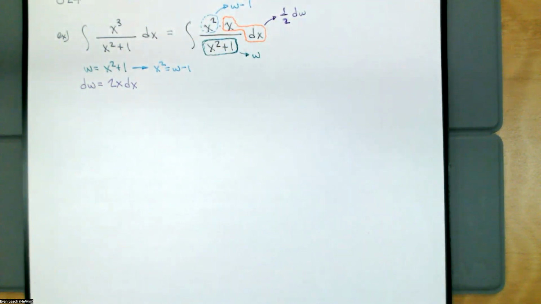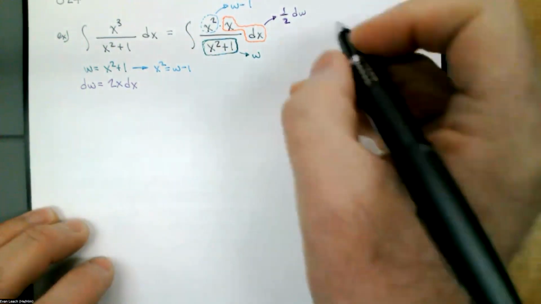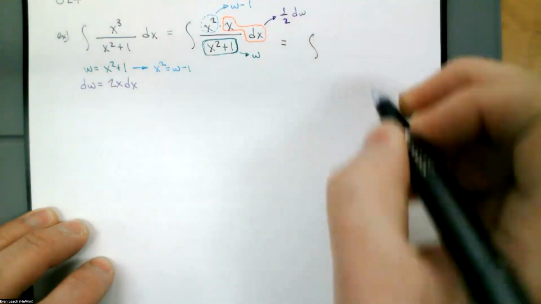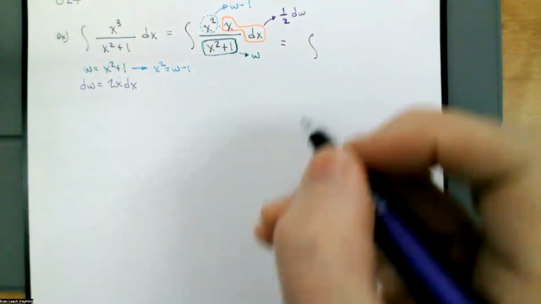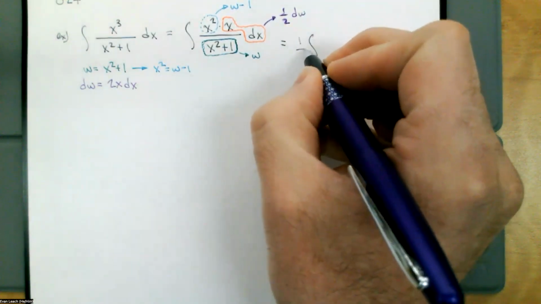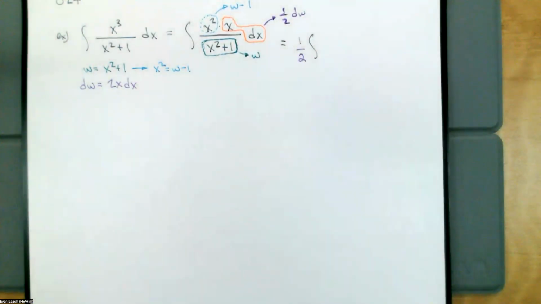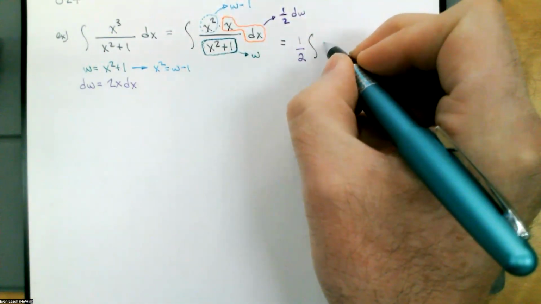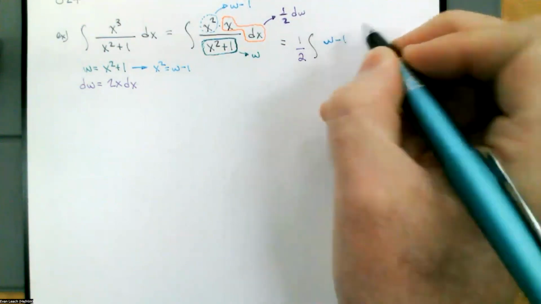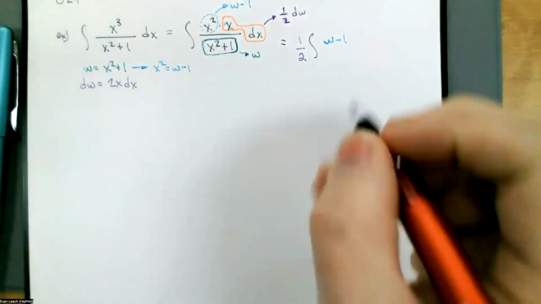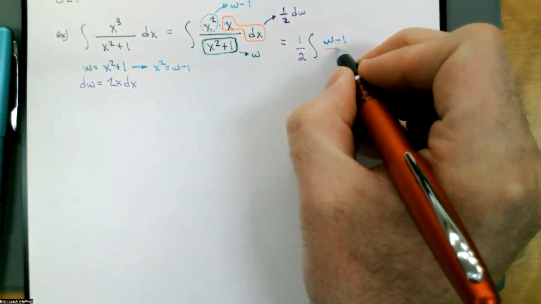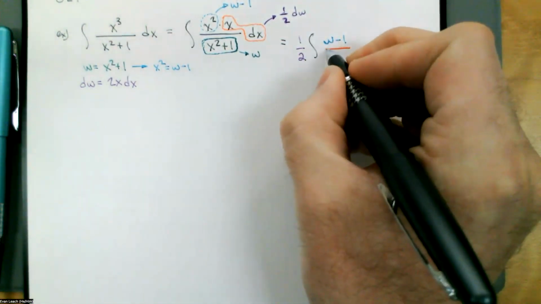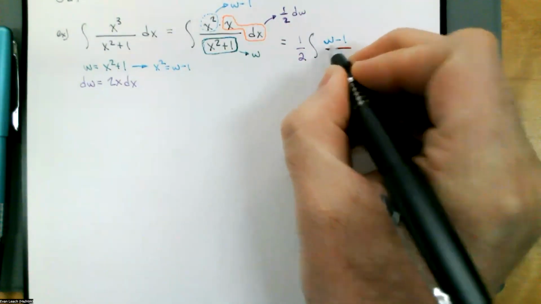So this substitution works. I end up with an integral. I'm going to pull my 1/2 factor out in front because I always do. This x squared is going to be replaced with w minus 1. We're dividing by a w. That's actually not the function anymore. It's not a 1/x function anymore. We'll do that.